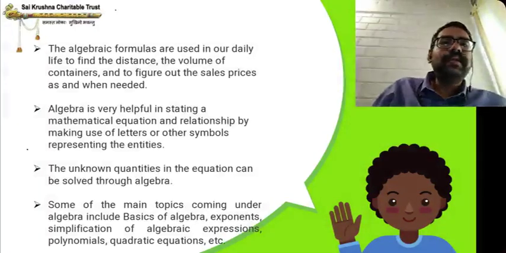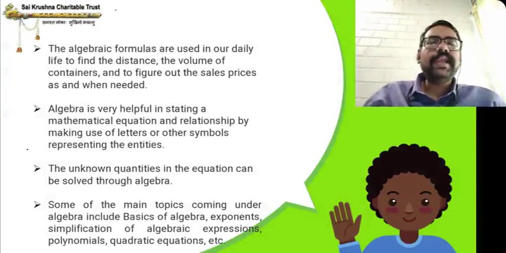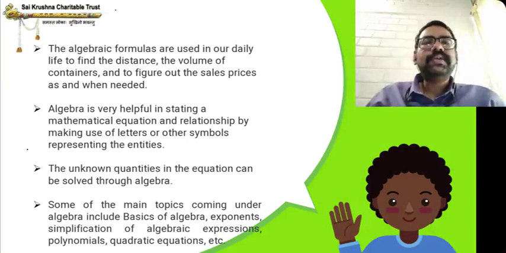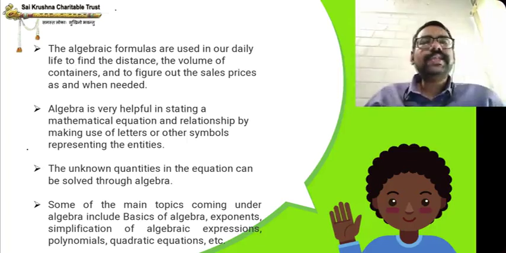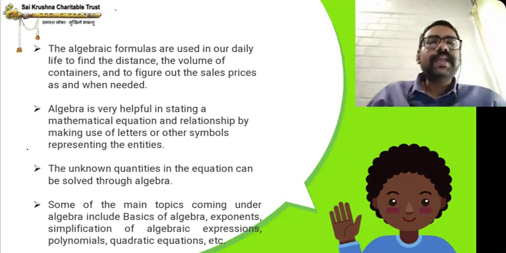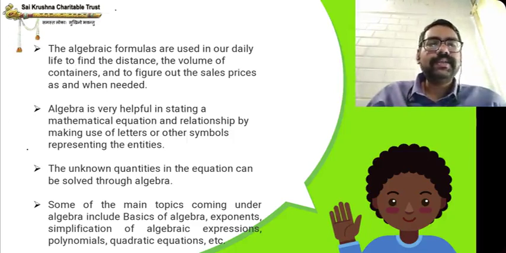Algebraic formulas in your daily life are used to find the distance, volume of containers, and to figure out sales prices when needed. Algebra is very useful in stating a mathematical equation and relationship by making use of letters or other symbols representing entities.